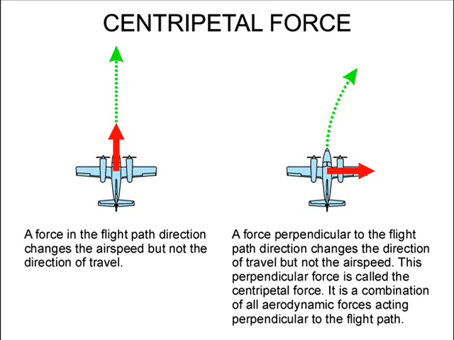It is a combination of all aerodynamic forces acting perpendicular to the flight path. In a normal turn, centripetal force is provided by the horizontal component of wing lift. We will now go to the horizontal force simulator to observe a slip in action.